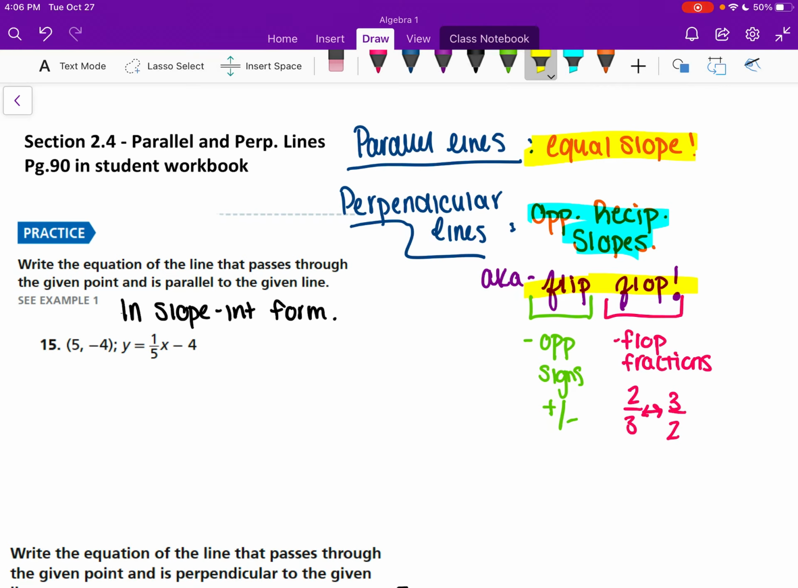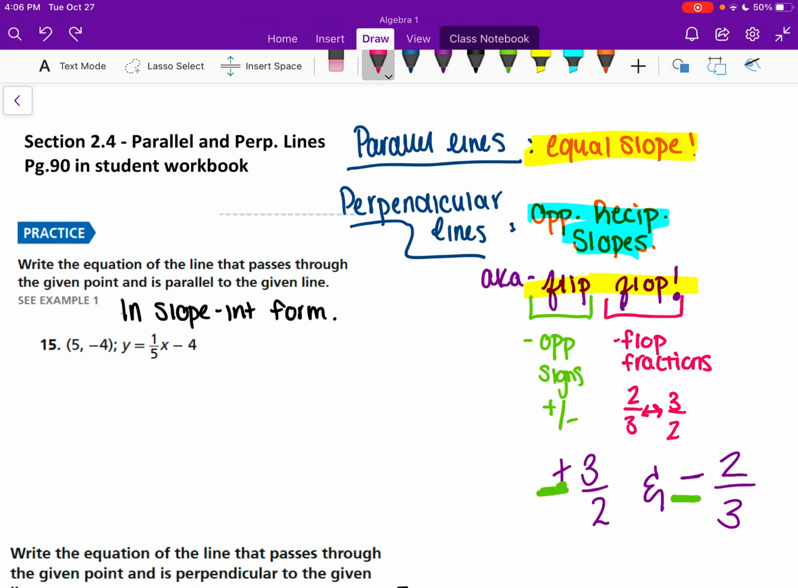So an example of two perpendicular slopes could be positive 3 over 2 and negative 2 over 3. They have opposite signs, check, and they are a flip-flopped fraction. That means that they are perpendicular to each other.